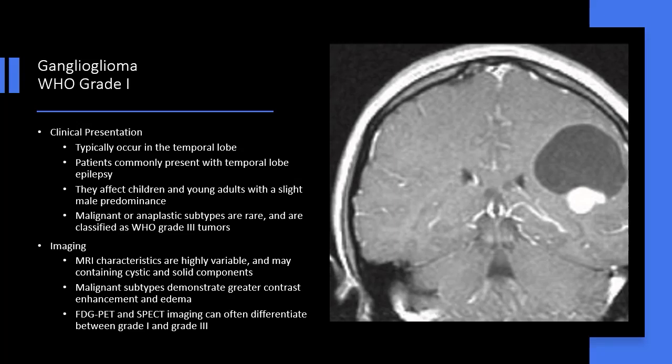Gangliogliomas display highly variable characteristics on imaging, with up to half containing both cystic and solid components, and some either entirely solid or entirely cystic. The degree of contrast enhancement is also variable, and peritumoral edema is rare. Higher grade subtypes, however, tend to have greater and more consistent contrast enhancement with marked surrounding edema. Both FDG PET and SPECT imaging have been found helpful to differentiate grade 1 and grade 3 lesions prior to surgical resection.